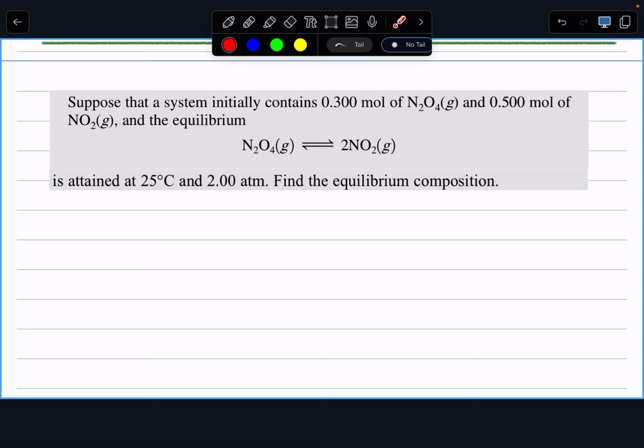Second step, calculate my equilibrium constant, my Kp naught. So in this reaction, we're saying the equilibrium is attained at 25 degrees Celsius, so the temperature is the same as the temperature of my appendix data. We can directly use my delta G naught equals to negative RT ln Kp naught. So we can plug in our delta G and solve for our Kp naught to be 0.148.